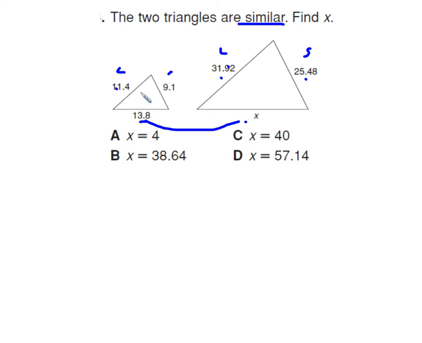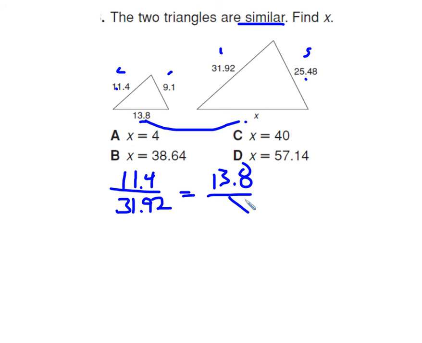Then write my ratio. 11 and 4/10 is to 31 and 92 hundredths as 13 and 8/10 is to 2x. On the homework for this, they rotated these around and people got confused. People didn't check. This is the shorter, longer, shorter, longer. And they had them like in mirror images. And I thought that was pretty hard. So just do the cross products here.